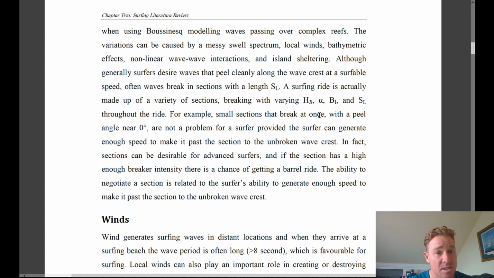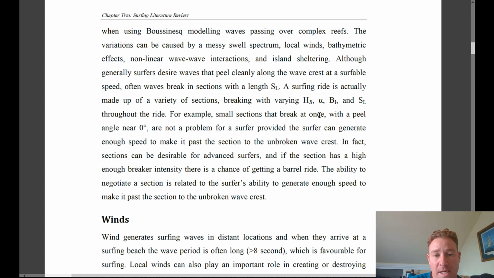So if that section length is too long, then it would be difficult. But the more advanced surfers have ways to generate speed before and maybe even go up and over those sections, either through an aerial or a floater, whereas a less skilled surfer would get stuck or get caught behind on those sections.